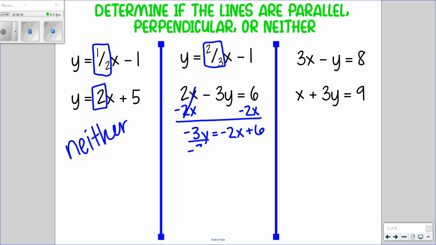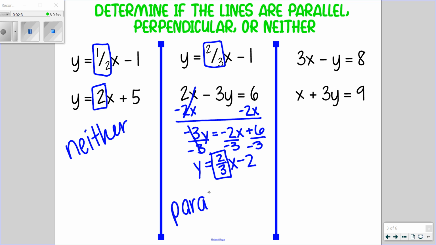And then divide by negative 3. Make sure you divide everything by negative 3. So we end up with y is equal to, those two negatives make a positive, so we get a positive 2/3 x and then minus 2. So if we look, the slope here is also a 2/3. So our slopes are both the exact same thing. So we can go ahead and say that these two equations, these two lines, are parallel. And you can abbreviate parallel, that's totally fine, just sideways like this.